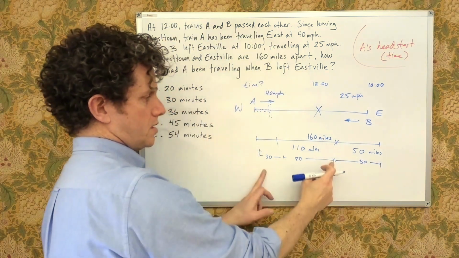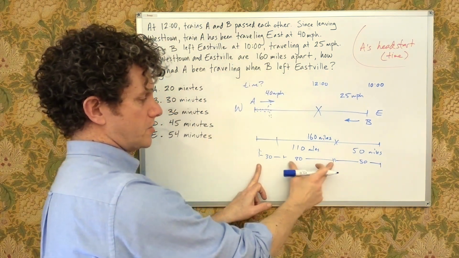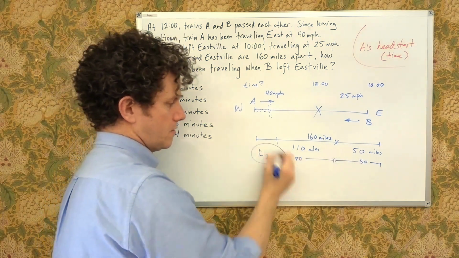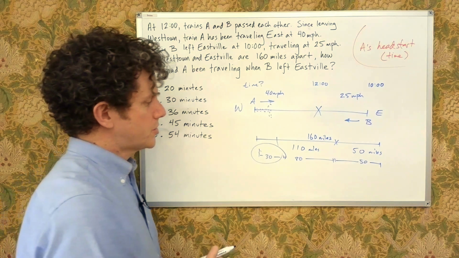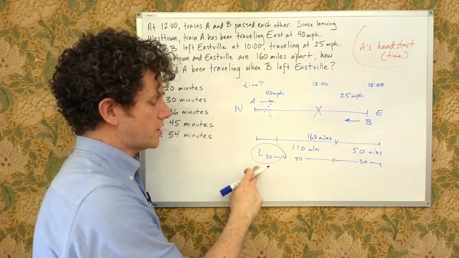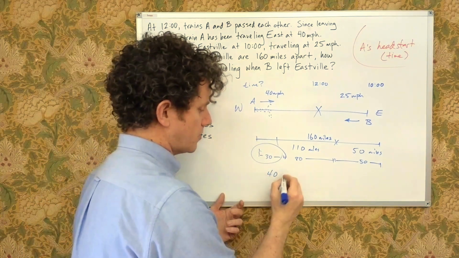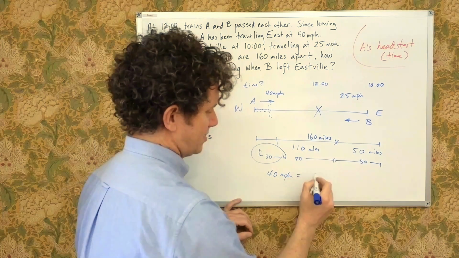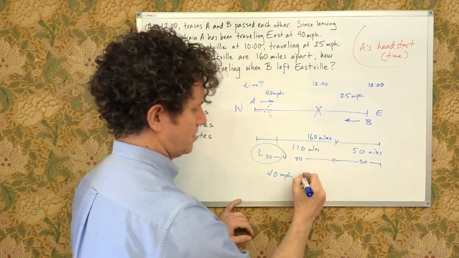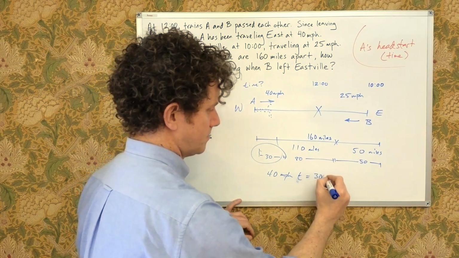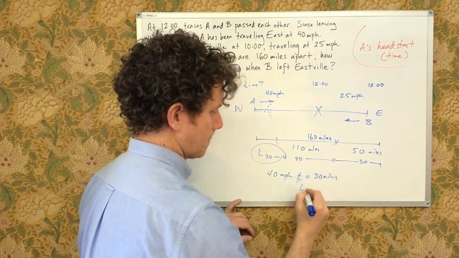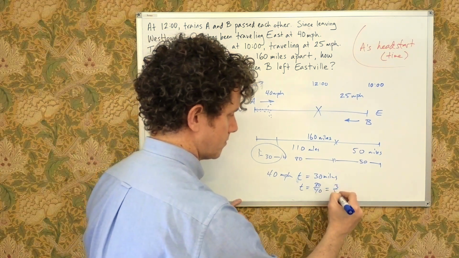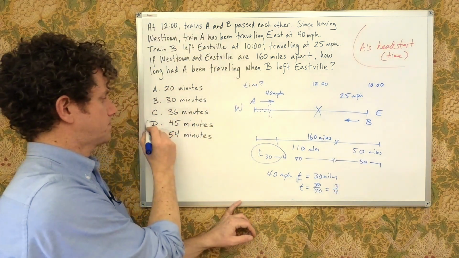50 miles that B does and the 110 that A does are broken in two parts. These happen simultaneously, and this happened before. So how long would it take a train moving at 40 miles per hour to cover 30 miles? 3/4 of an hour, which is 45 minutes.